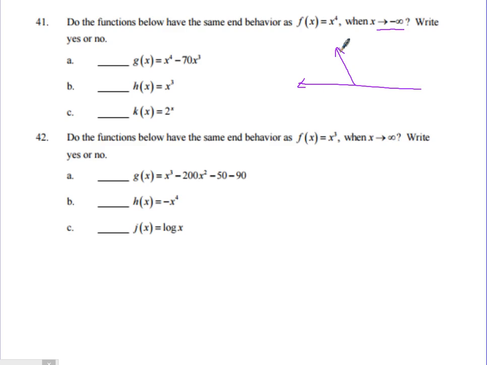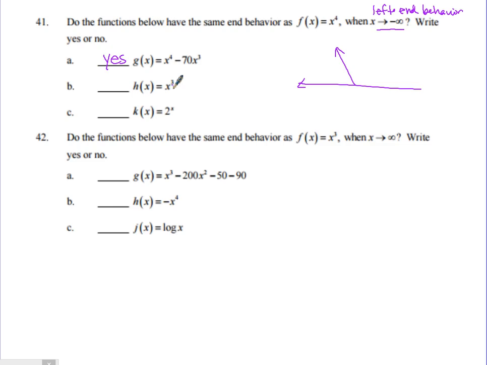So I want to see which of these have the same left end behavior, right? This is left end behavior. Okay, so here I have x to the fourth. Really, I don't need to worry about this at all. X to the fourth, same end behavior. It's the same highest degree. So do they have the same? Yes. Great.